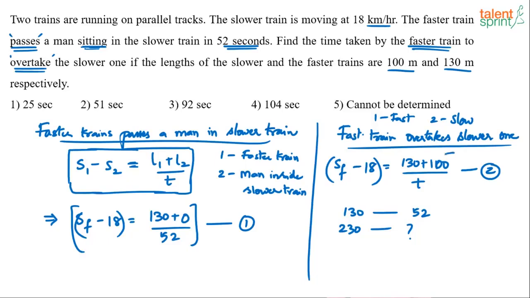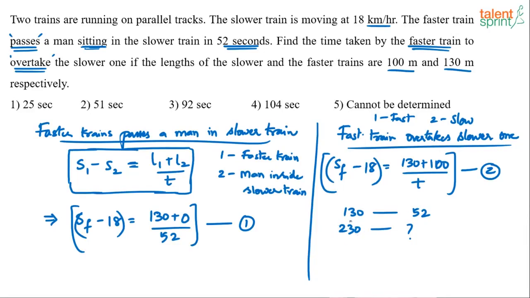Those equations were written just to explain the concept, where actually you find out the speed of the faster train and substitute that in the second equation to get the answer. And moreover, you have to balance the equation here first of all. When you're solving for SF, on the left-hand side we have units as kilometers per hour, and on the right-hand side we have meters and seconds. So first you have to convert meters and seconds to kilometers per hour, and only then you can use the speed of the faster train. But who will do all that? Not required. Smart people will say, the faster train covered 130 meters in 52 seconds.